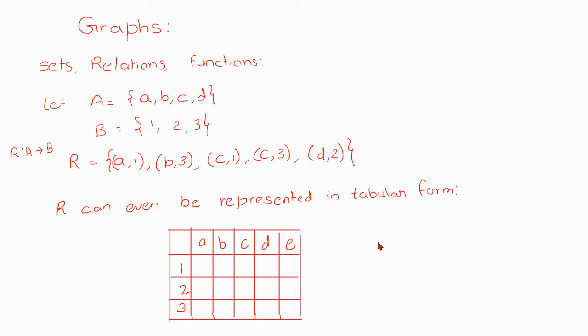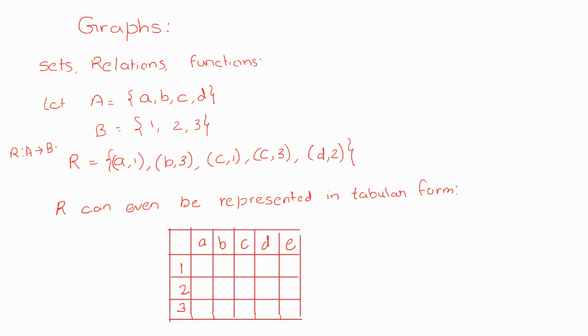Now, you have already seen what sets are, what relations on sets are, and what functions on sets are. This you had already studied from 11th standard onwards. Now suppose A equals {a, b, c, d} is a set containing these four elements a, b, c and d. Suppose B is a set containing 1, 2 and 3.